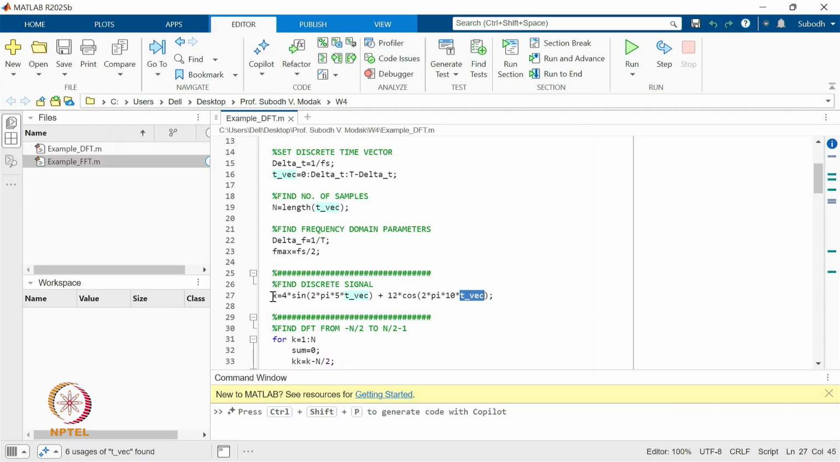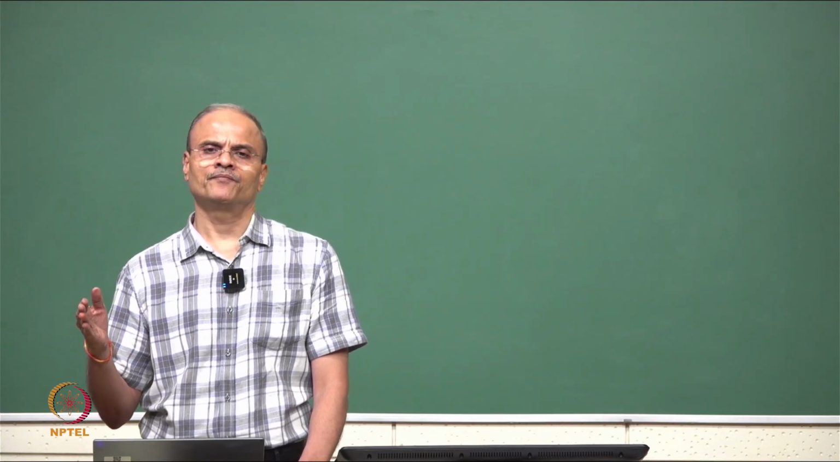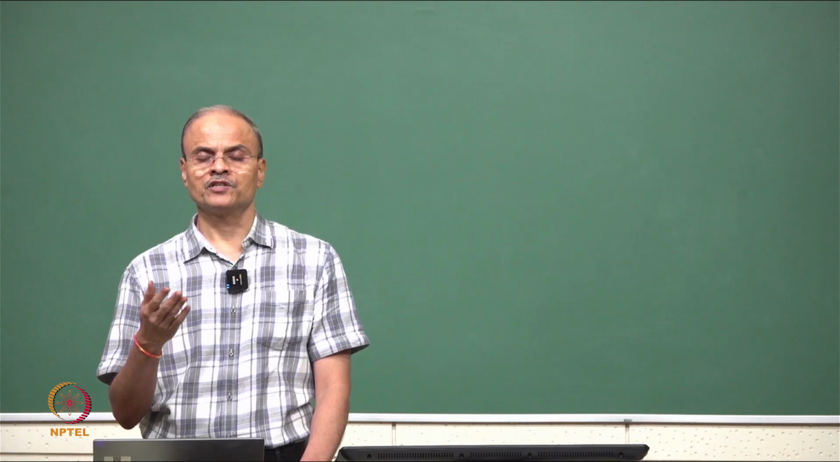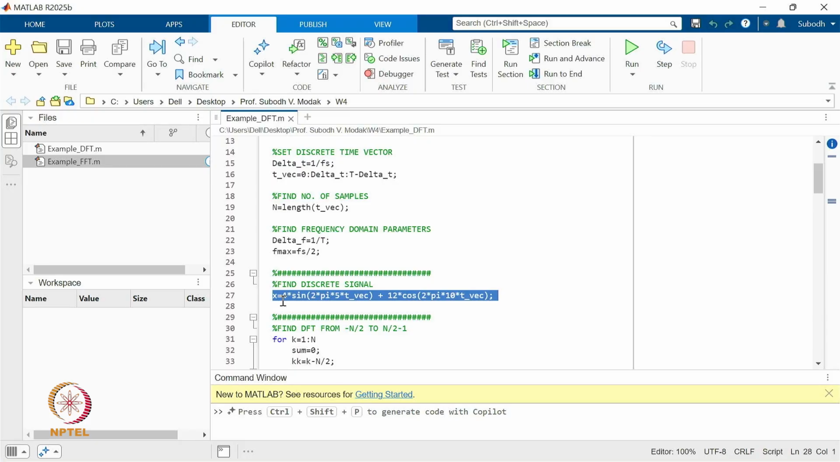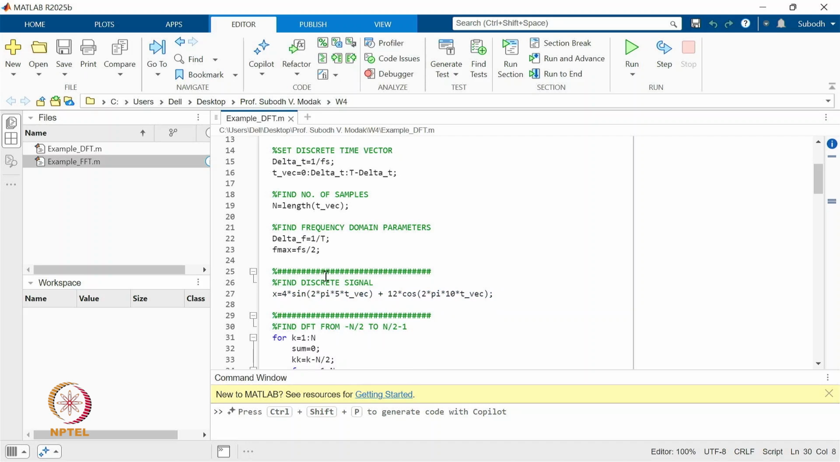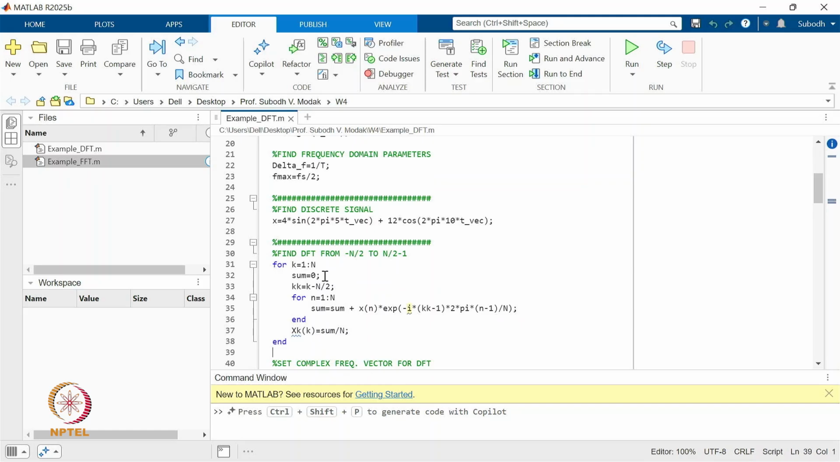So, what happens now with this statement, x would be a time vector. It will be basically a vector containing all the samples of x at all the different instants of time, which has been decided based on the sampling frequency. So, x is a vector of samples of the signal. Now we are going to write the code for DFT. So, you can see here now I have written this code. This is the code for DFT.